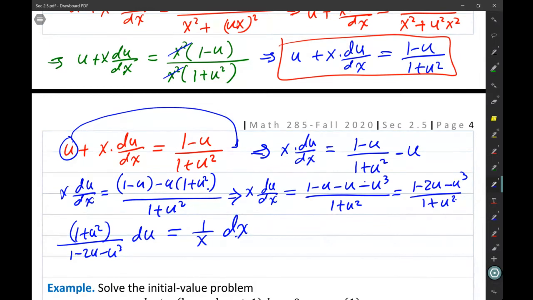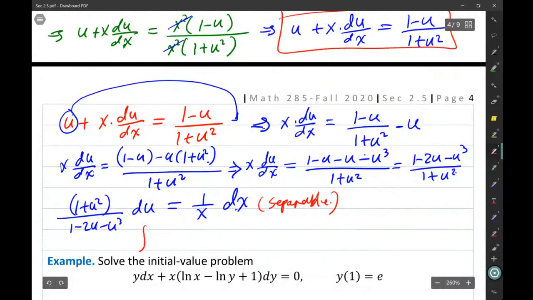Who says no? It is now separable. This differential equation is a separable differential equation. So now let us continue: (1 plus u squared) over (1 minus 2u minus u cubed) du equals the integral of 1 over x dx.